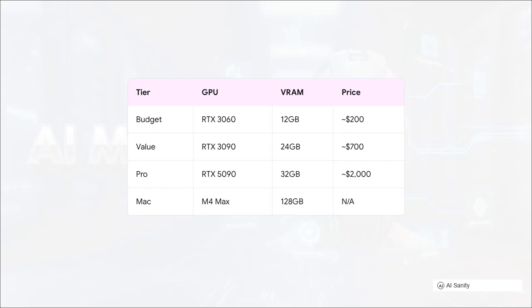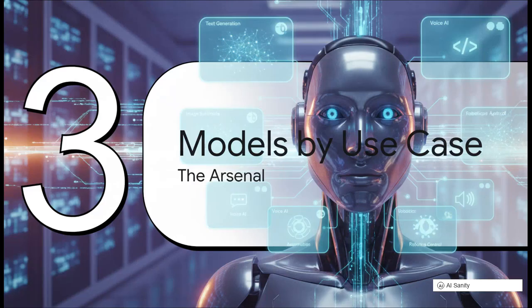But the absolute sweet spot, the ultimate value, is the used RTX 3090. It has 24 gigabytes of VRAM and runs around $700. That card unlocks almost every major open-weight model out there right now. Oh, and if you're in the Apple ecosystem, the unified memory on Macs is incredible. A Mac Studio M4 Max is just an absolute beast for running huge models locally. All right, section 3, best models by use case.